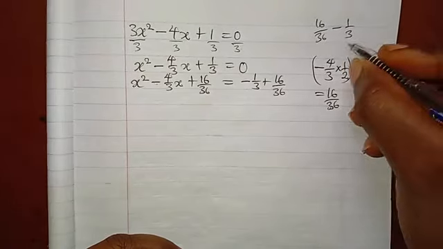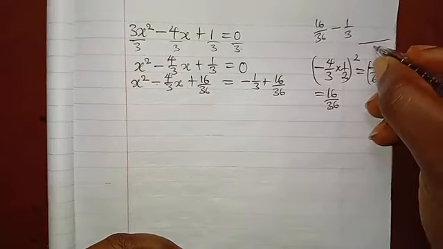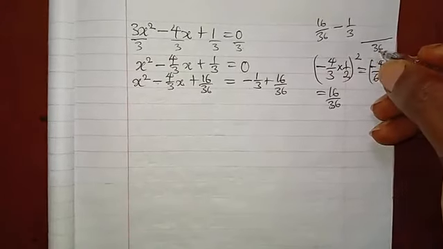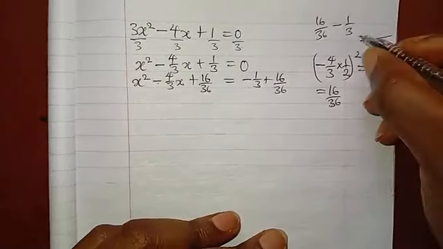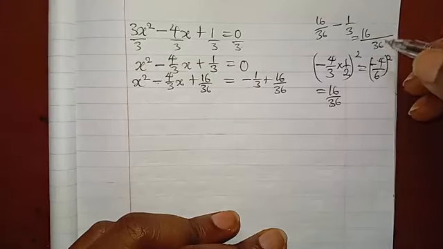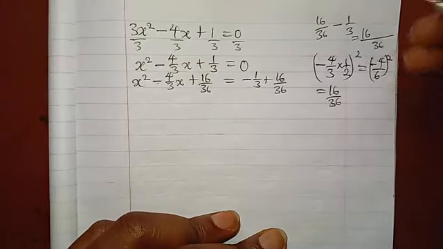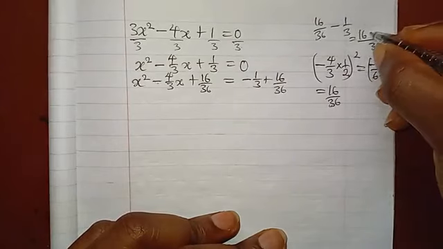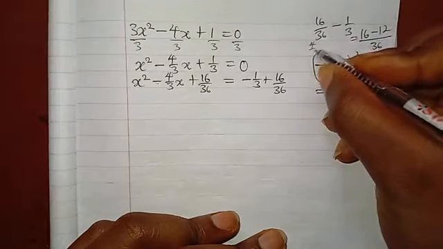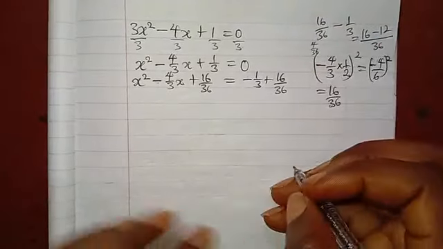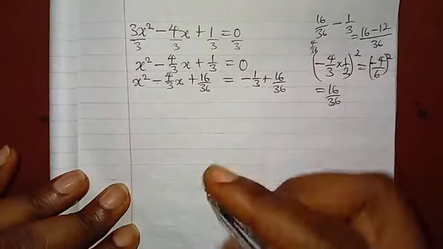The LCM for the denominator is 36. 36 into itself is 36, right? So 16. 3 into 36, that's 12. 12 times 1 is 12, so minus 12. 16 minus 12 is 4. So we're going to have 4 over 36. So that is what this part is going to give us.